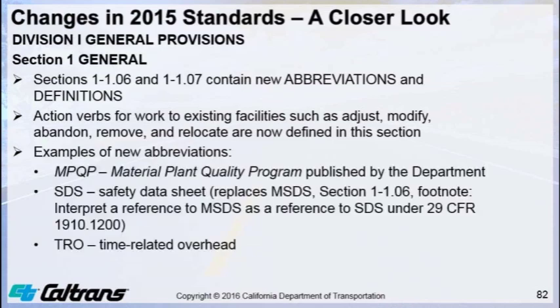Examples of some new abbreviations that we've added into this section are: we now have the MPQP. This is the reference to the department's Materials Plant Quality Program Manual, and this abbreviation is used widely throughout the quality assurance sections of the specifications. We also now have SDS, and that was because the MSDS has been changed by federal law to the SDS, safety data sheet. And the last new abbreviation I'm going to highlight is TRO, is now a standard abbreviation for time-related overhead.